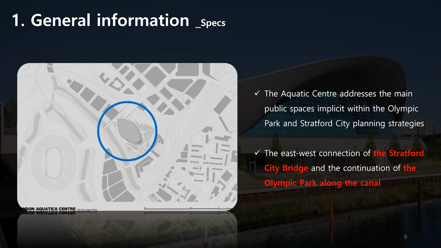As you can see in this picture, this building is located at the southeastern edge of Queen Elizabeth Olympic Park on the new Stratford City Bridge. Due to this location, it gives pedestrian access to the park from the new Stratford City development and public transportation.